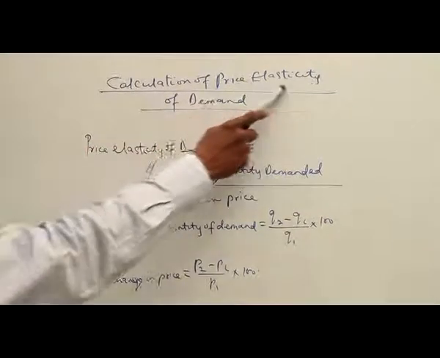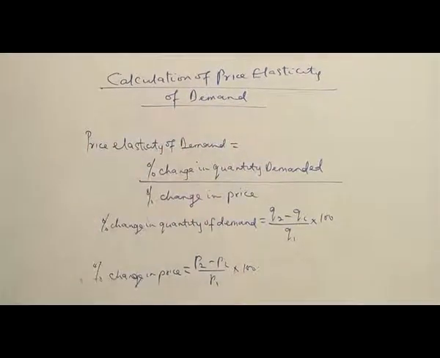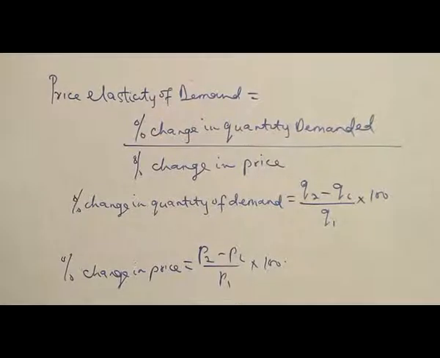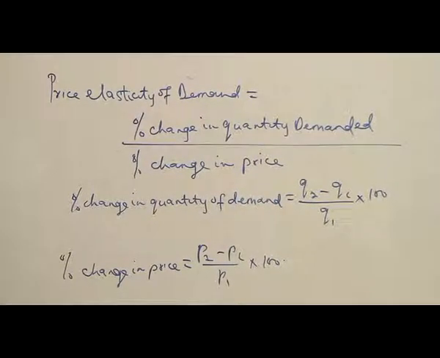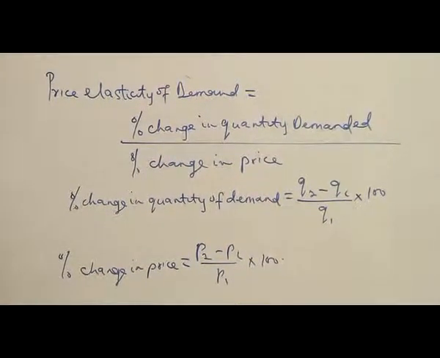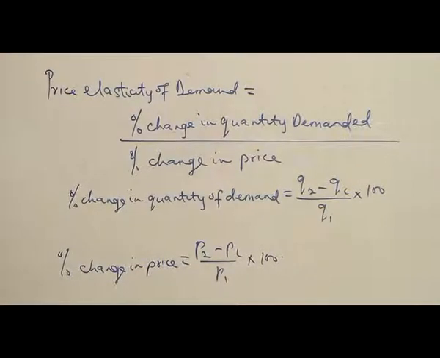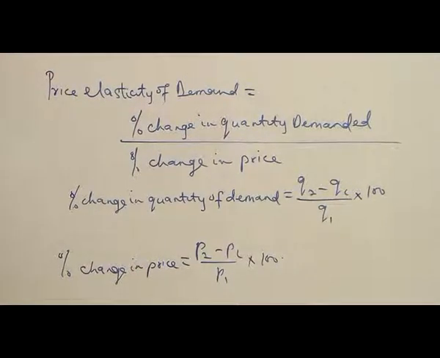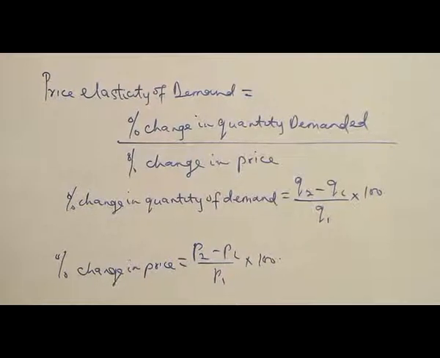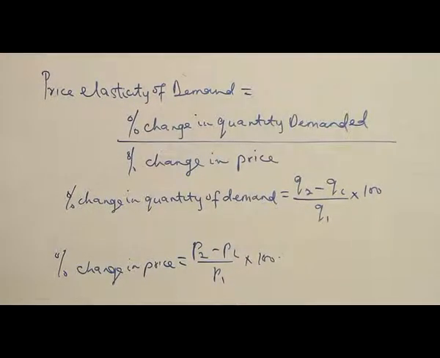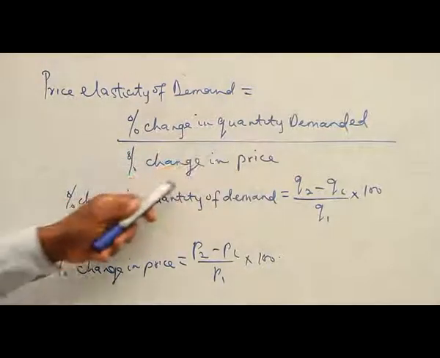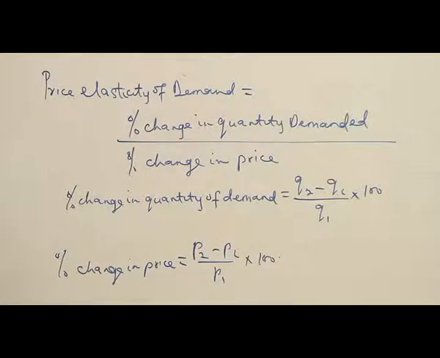Calculation of price elasticity of demand. For us to know if demand is positively or negatively reacted, we go through this calculation, and the formula before us is this: price elasticity of demand. The formula is saying that we try to look for the percentage change in quantity demanded and the percentage change in price. When you look for this, we'll be able to know if the reaction is positive or negative.